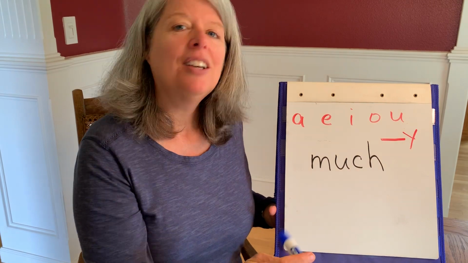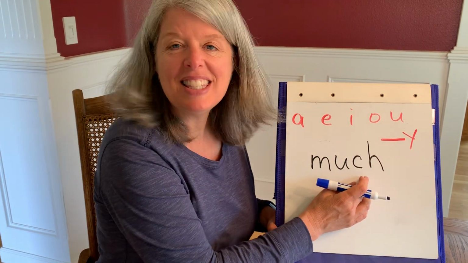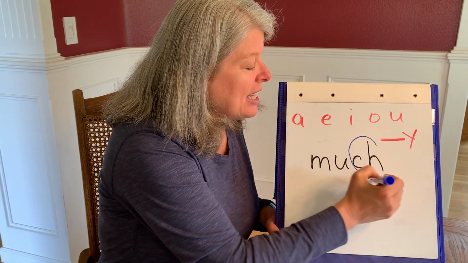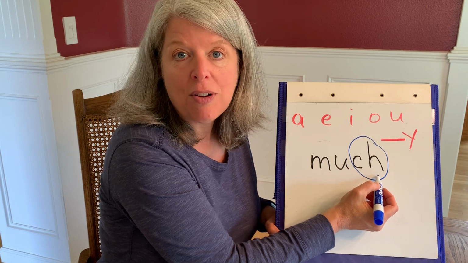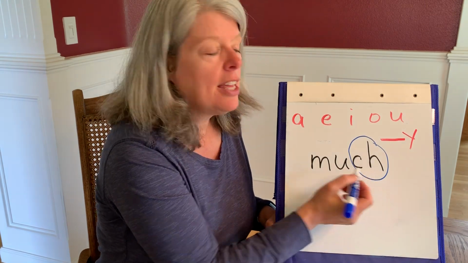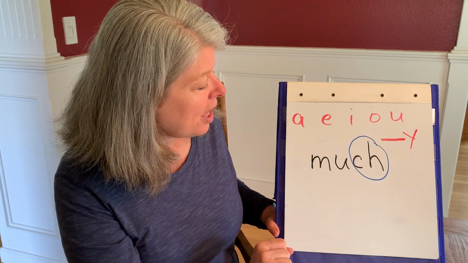M-U-C-H. First step, do you see 2 consonants together? Yes, the CH, circle it. Since this combination has an H in it, we call it a digraph or an H friend. CH says ch. Do you see any more 2 consonants together?